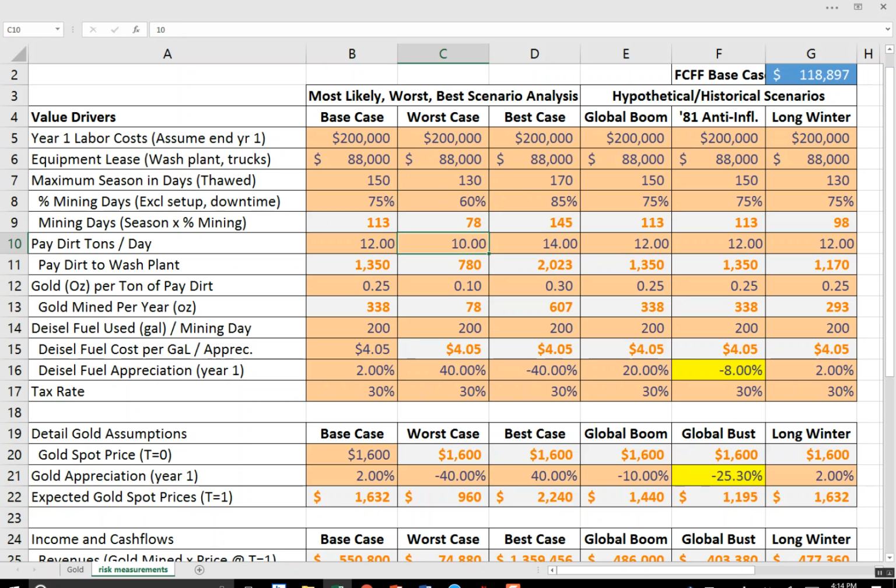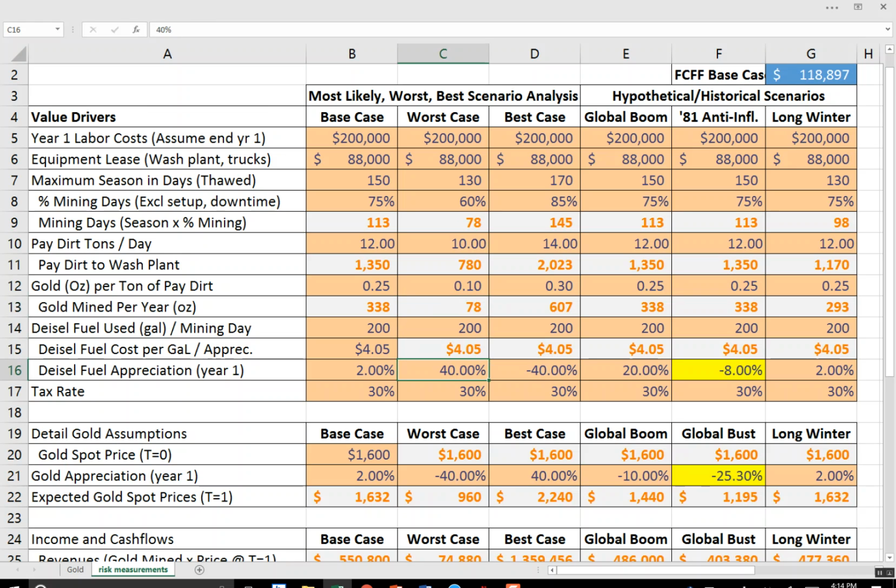And then what if you're less efficient at getting dirt out of the ground? Your equipment's, again, not working quite as well as you'd hope, and your workers aren't working as fast as they should. So you wind up with only 780 tons of dirt that go to the wash plant. And what if you also wind up with a plot of land that doesn't have very much gold? Say there's only 0.1 ounces of gold on that plot of ground versus an average of, say, 0.25. So you only wind up with 78 ounces of gold, a terrible year, versus 338.